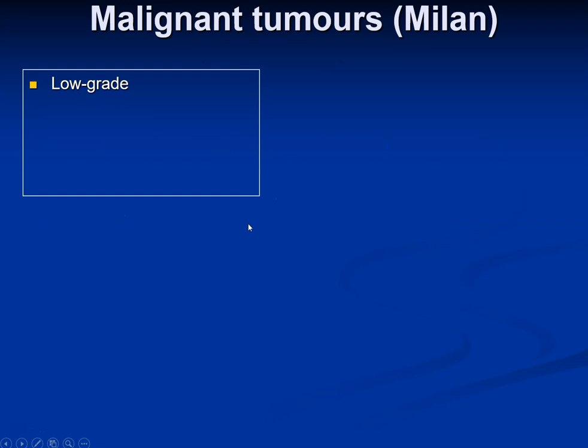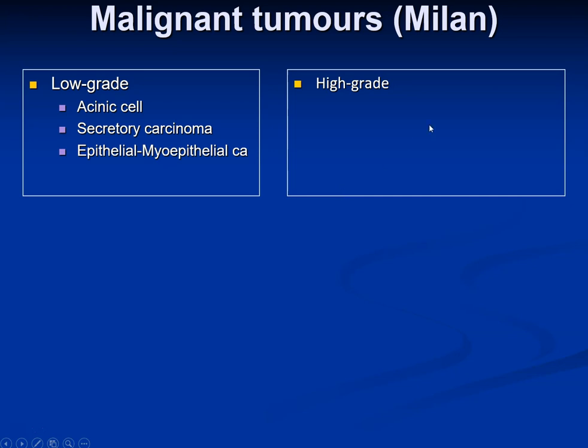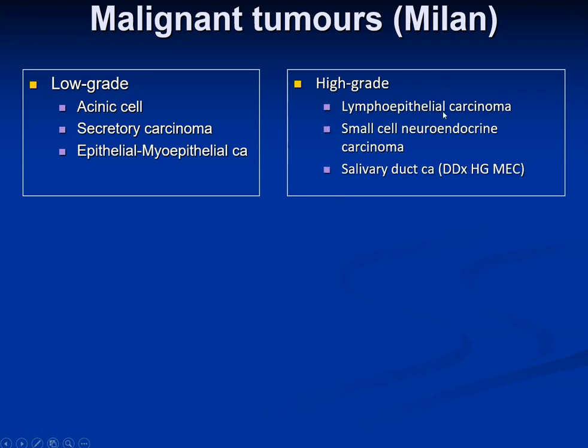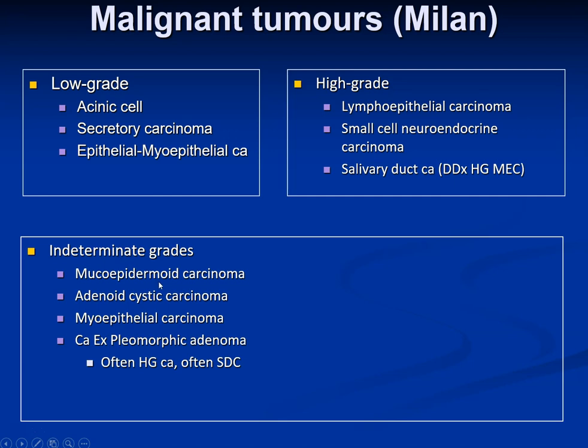So the Milan System has actually divided malignant tumors into three big groups: the low-grade tumors, including acinic cell, secretory carcinoma, and epithelial myoepithelial carcinoma; high-grade tumors, lymphoepithelial carcinoma, small cell carcinoma, and salivary duct carcinoma; and those of indeterminate grades. So these include lesions which have a range of grades, such as mucoepidermoid and adenoid cystic carcinoma, and also myoepithelial carcinomas and carcinoma ex pleomorphic adenoma, and of course hematolymphoid tumors and metastatic tumors.